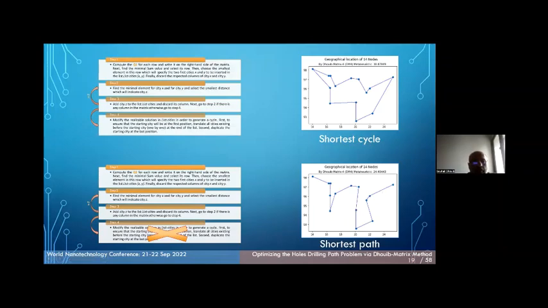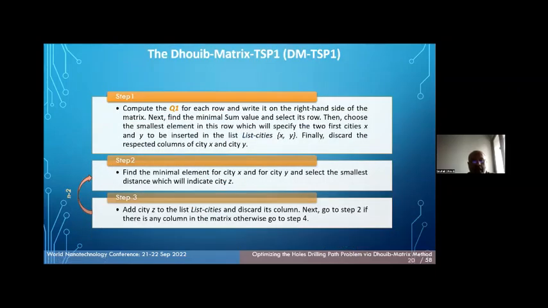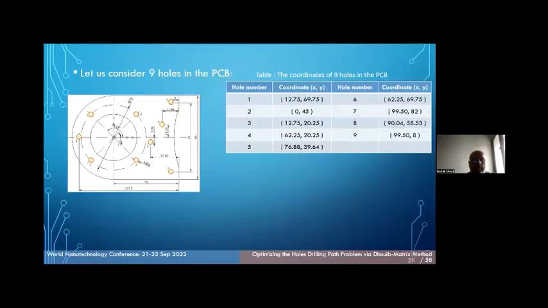So this is an amazing method. If you apply all the 4 steps, you will generate the shortest cycle. Otherwise, you will generate the shortest path and not a cycle. Today, we will use only 3 steps and see how we can generate the shortest path. So let's take this example.